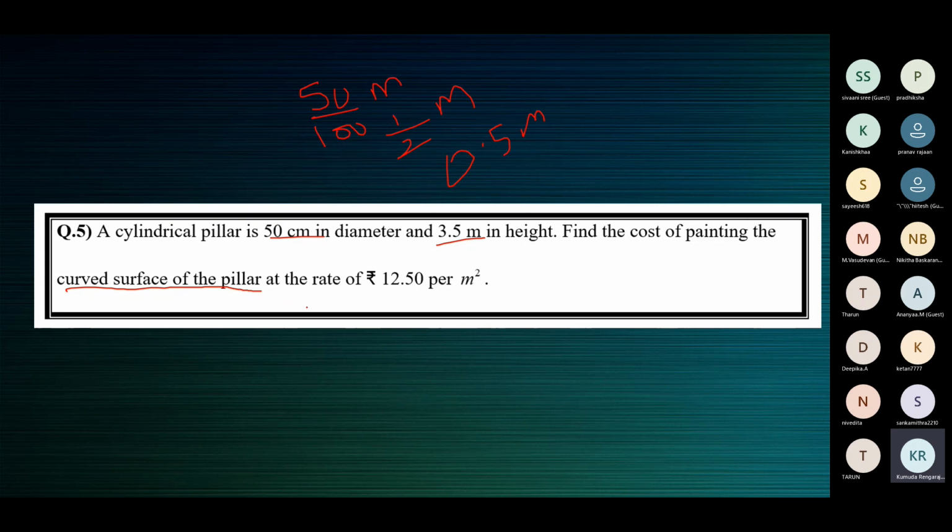You have to paint only the curved surface of the pillar. And the rate of painting is given. You should spend 12 rupees 50 paise to get 1 meter square painted. To get 1 meter square painted, you'll have to spend 12 rupees 50 paise.